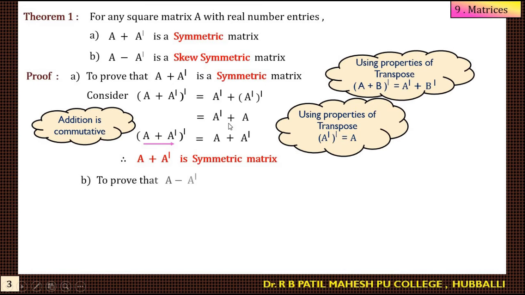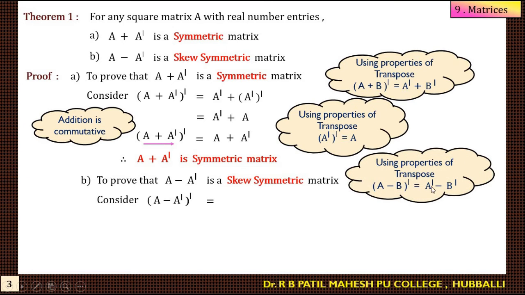Now in the same way we prove that A minus A dash is a skew symmetric type. That means we should get negatively equal. Now to prove that A minus A dash is a skew symmetric matrix, consider A minus A dash whole dash is equal to, now again using the subtraction rule, that is the properties of transpose, A minus B whole dash is written as A dash minus B dash, the first matrix dash minus second matrix dash, that is A dash minus A dash whole dash.